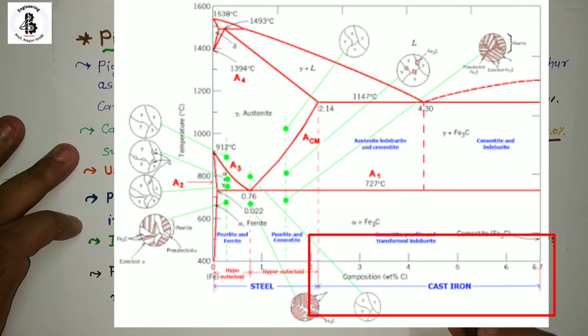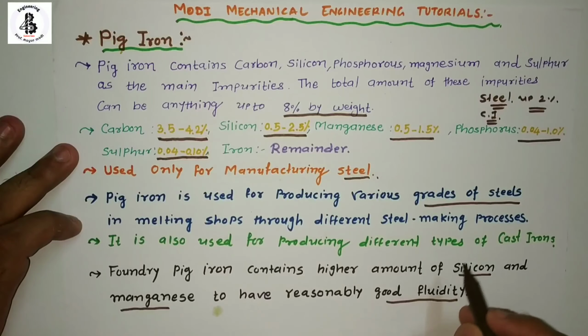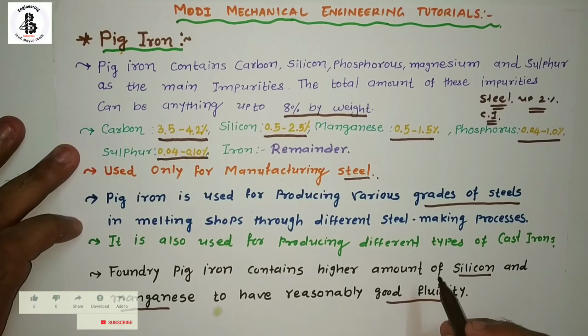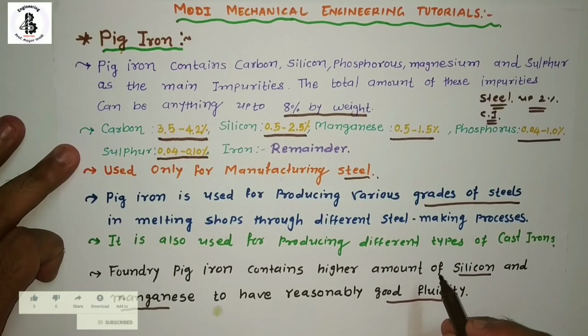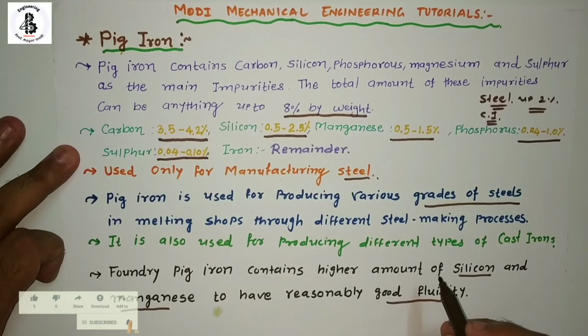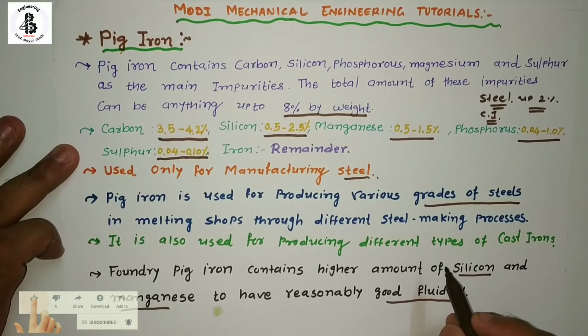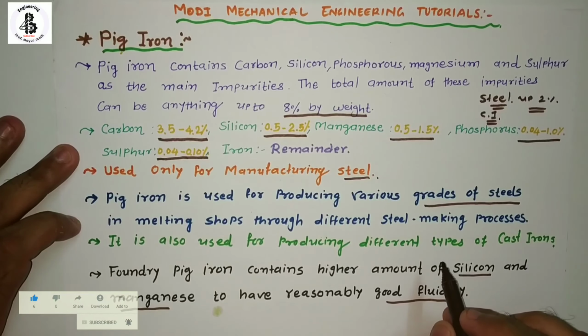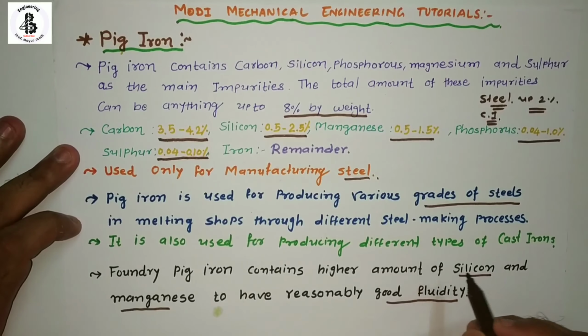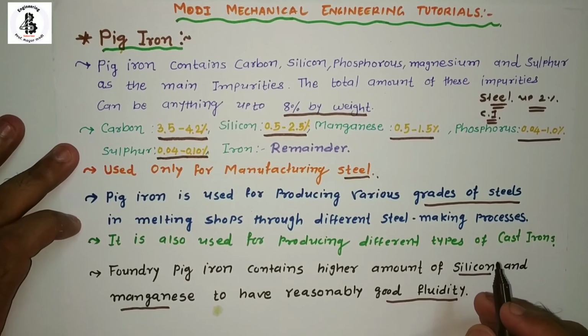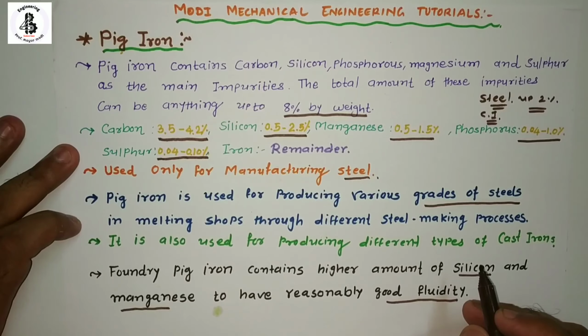So once again, different cast irons have different weight percentages of carbon. These pig irons have a major role in producing different kinds of steels and different kinds of cast iron materials. This is the basic application of pig irons, which are used for further production of steels and cast irons. So these are all regarding pig irons.